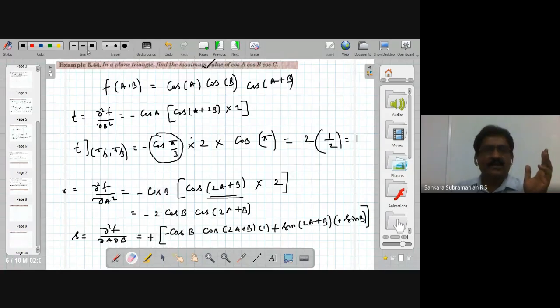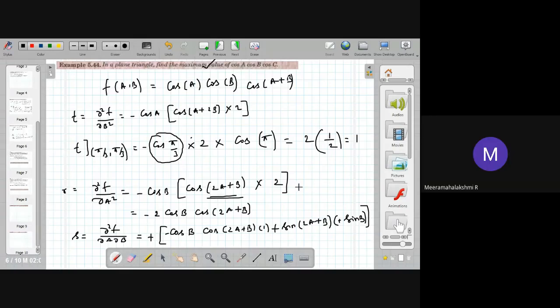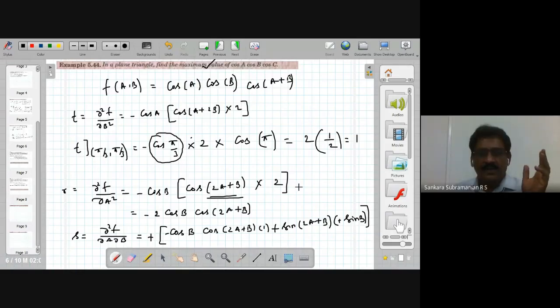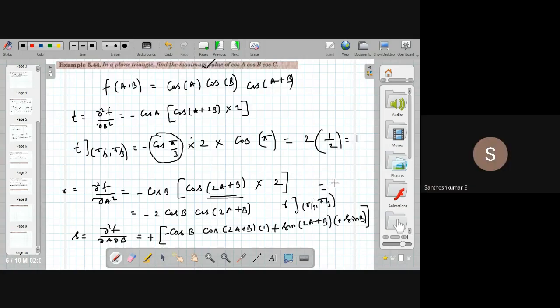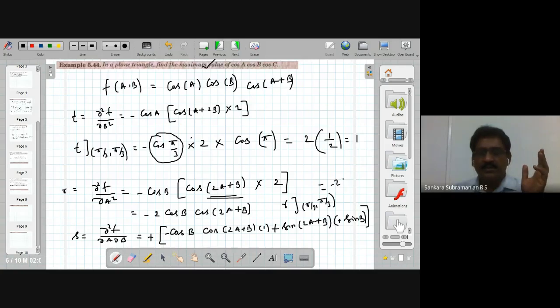அப்புறம் r கண்டுபிடிக்கணும். So r, minus 1, sir. This is r value at 5 by 3. We get minus 2 into cos pi by 3, what is it? 1 by 2. Yes sir. 1 by 2. இது 2a.